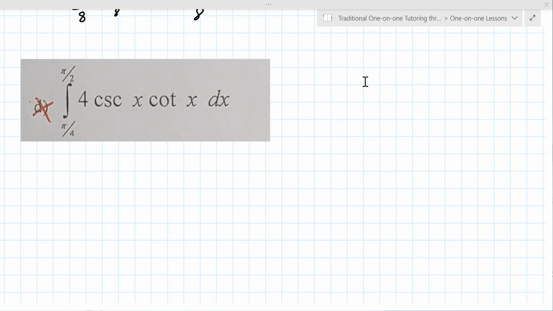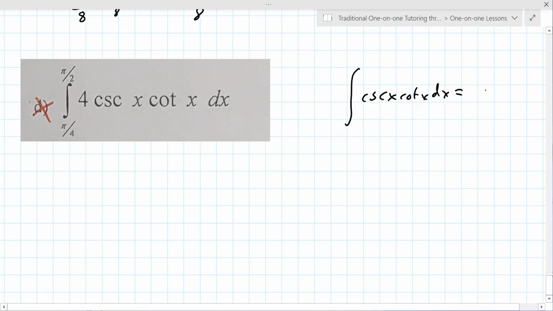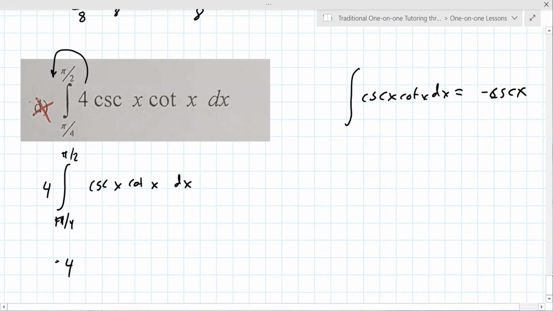So this is actually just a known one. It looks really complicated, but the integral of cosecant x cotangent x dx is minus cosecant x, because the derivative of cosecant is minus cosecant cotangent, and so that's why this works. So bring the 4 out: 4 integral from pi over 4 to pi over 2 of cosecant x cotangent x dx. This becomes 4, but then there's this negative, so bring that negative out: cosecant x evaluated from pi over 4 to pi over 2.